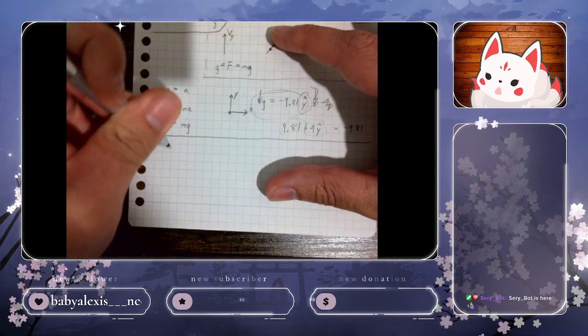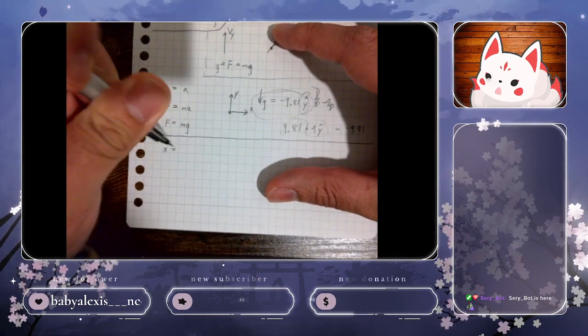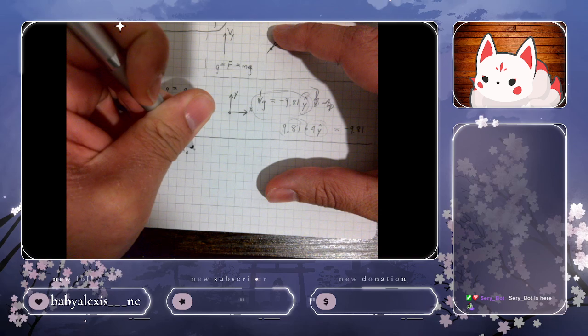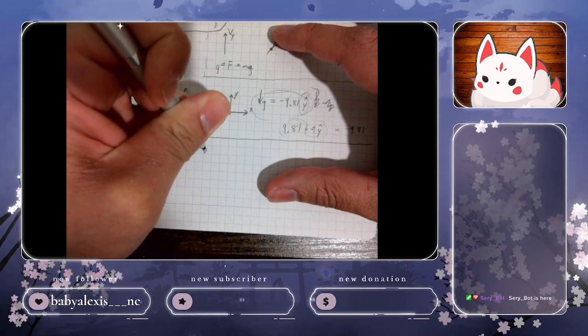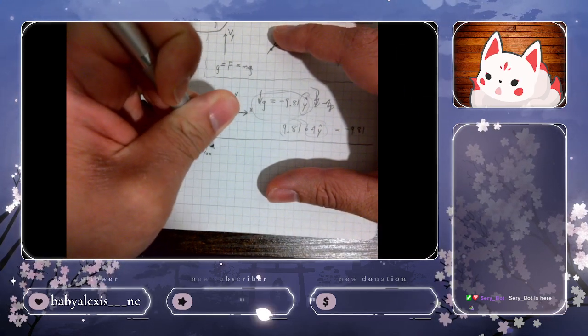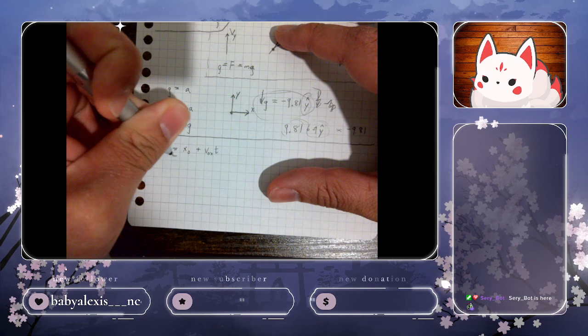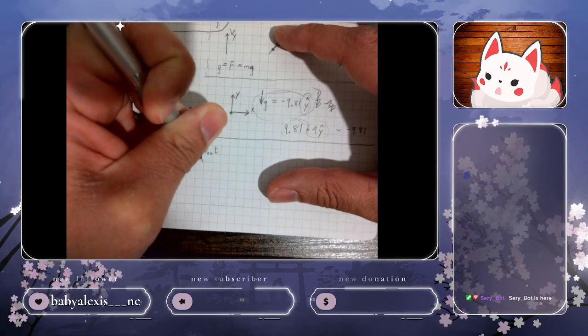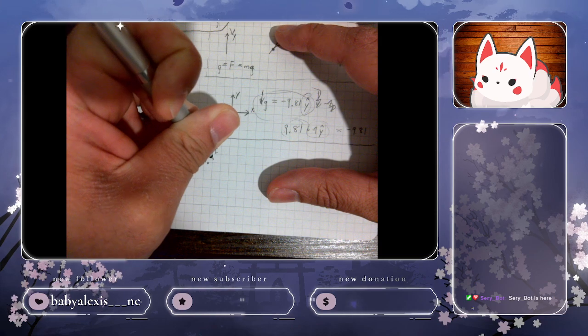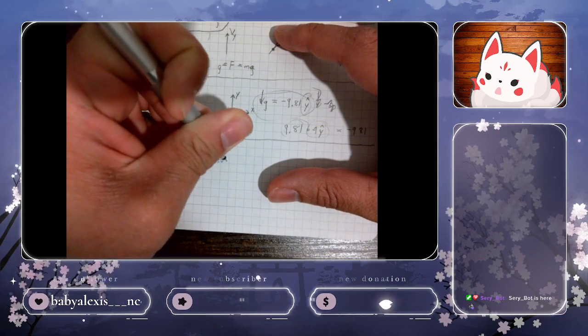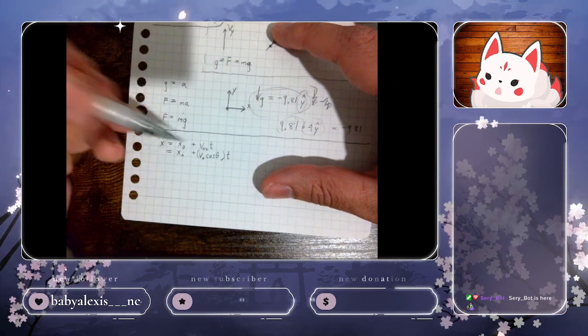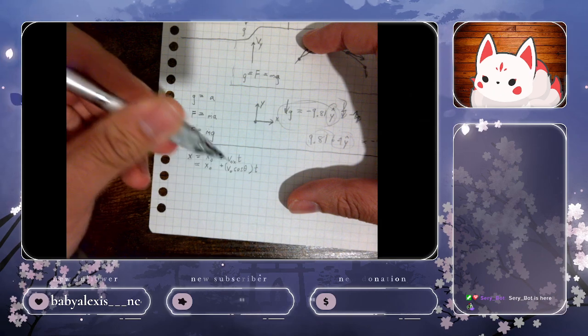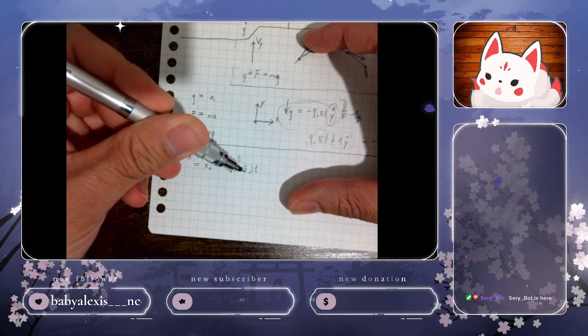Let me write that quickly. x equals x naught plus v naught x t, which equals x naught plus v naught cosine theta t. So you can see the similarity. v naught x equals v naught cosine theta.